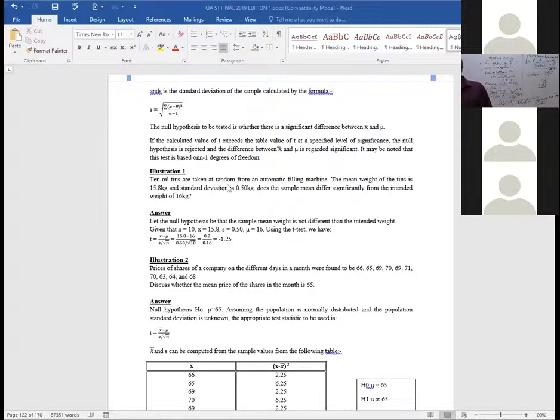10 oil tins are taken at random from an automatic filling machine. The mean weight of the tins, which tins? The 10 that were selected. The mean weight of the tins is 15.8, and the standard deviation is 0.5 kilograms. Does the sample mean differ significantly from the intended weight of 16? This 16 will be the population mean.